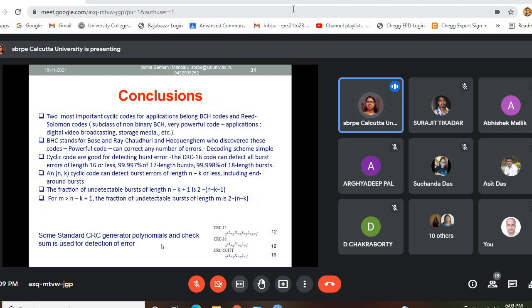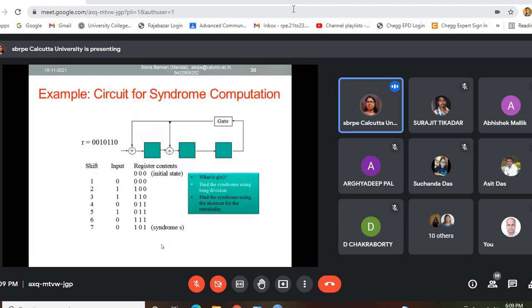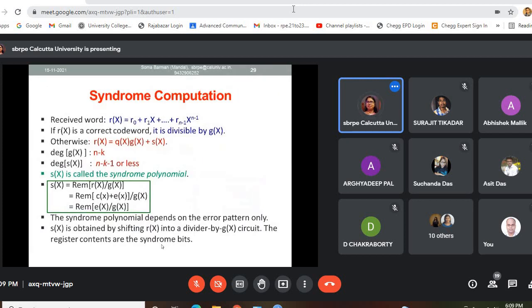That example is not here, so if possible I will give an example when I give you the slides. Maybe I have missed that. If I give one example, it will be much more clear.